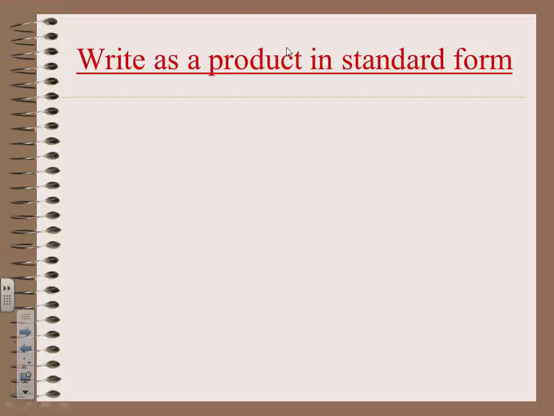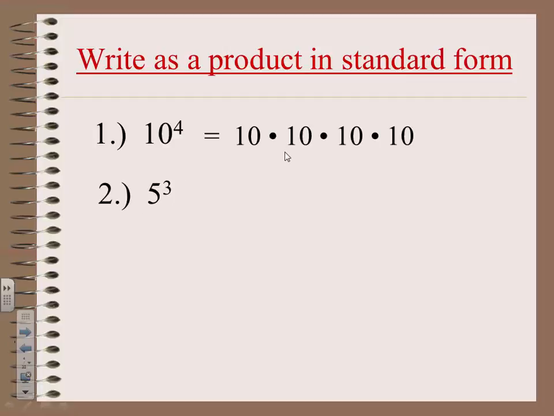All right, our directions here say write as a product. Product is multiplication in standard form. So if I give you this base number 10 with an exponent of 4, what that means is I'm going to multiply 10 by itself 4 times. So it's going to look like this. So I'm multiplying 10 by itself 4 times. Notice there's no 4 here. What am I using? The 10, and how many times am I using it? 4 times. So you try number 2 on your own. Feel free to stop the video and fill it in.